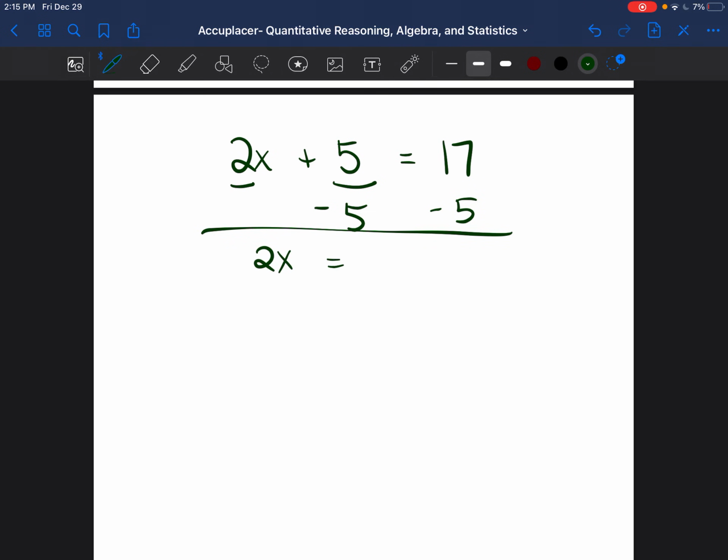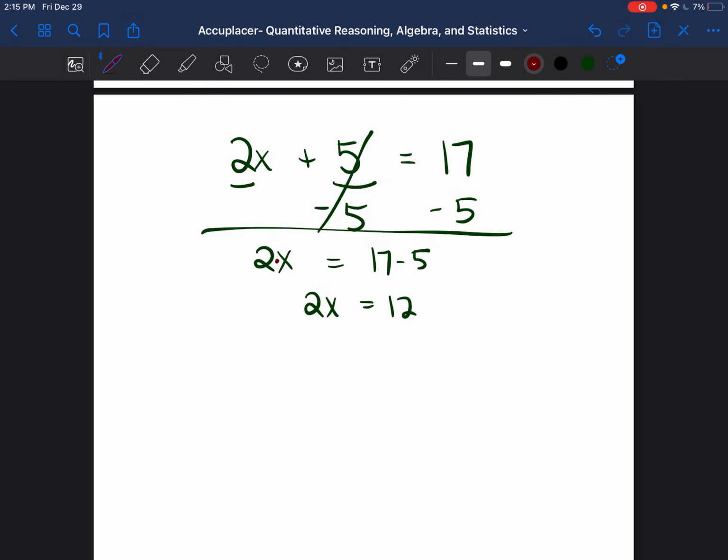Okay, so now we have 2x is equal to, the 5's cancel out, 17 minus 5. 17 minus 5 is 12. So 2x is equal to 12. Now that we got rid of the number that is not attached to the x, let's go ahead and get rid of the number that is attached to the x, the 2.